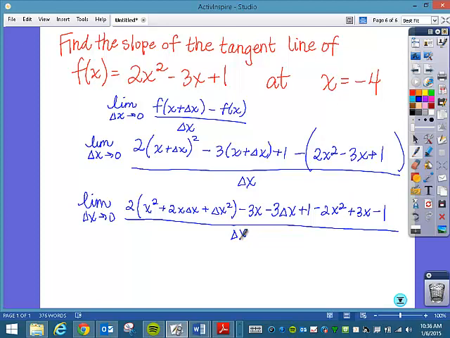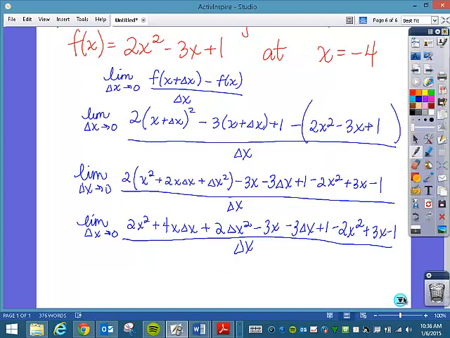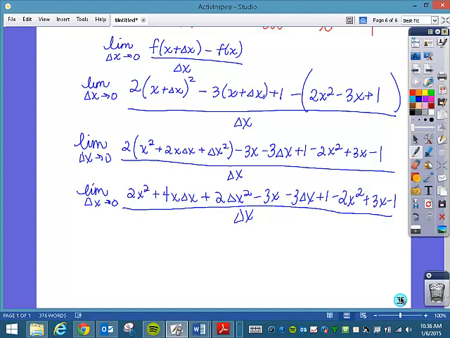So then before I start cleaning stuff up, I need to distribute that too. To get 2x squared plus 4x delta x plus 2 delta x squared minus 3x minus 3 delta x plus 1 minus 2x squared plus 3x minus 1 all over delta x. So yes, I know that this is pretty tedious, but it's just distributing and FOILing, nothing too cray.